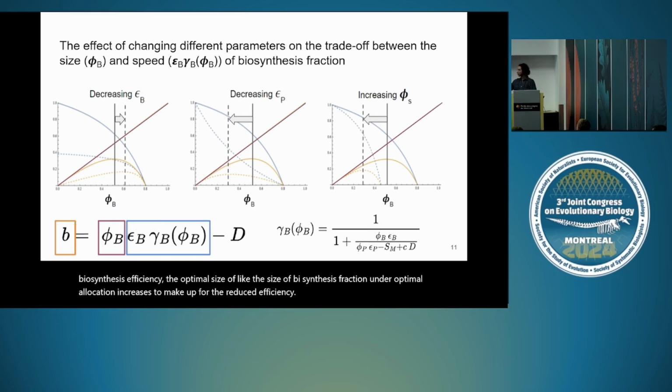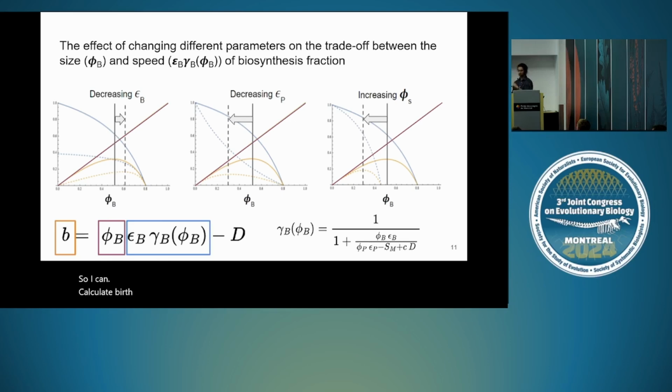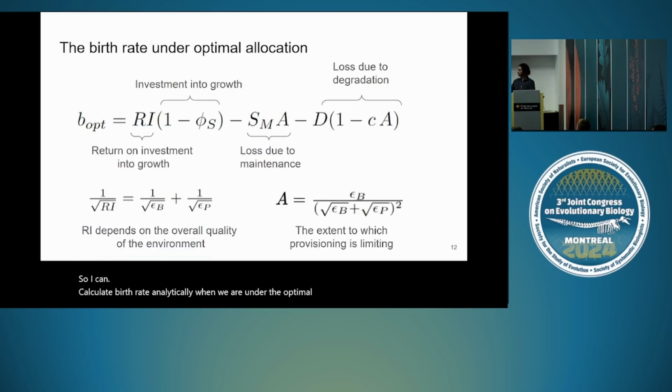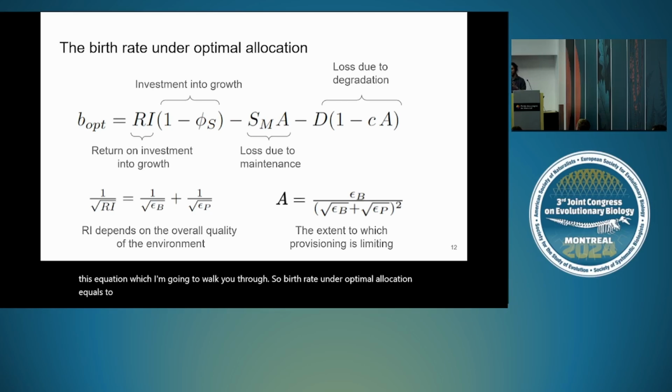And so I can calculate burst rate analytically when we are under the optimal allocation. That equals this equation, which I'm going to walk you through. So burst rate under optimal allocation equals investment into growth, which is 1 minus the structural fraction, or basically what fraction of macromolecules are allocated into provisioning and biosynthesis, times return on investment into growth, which is the average efficiency of provisioning and biosynthesis fractions, but not average exactly. It has some sort of average.